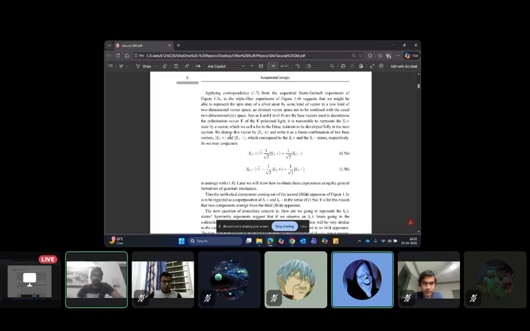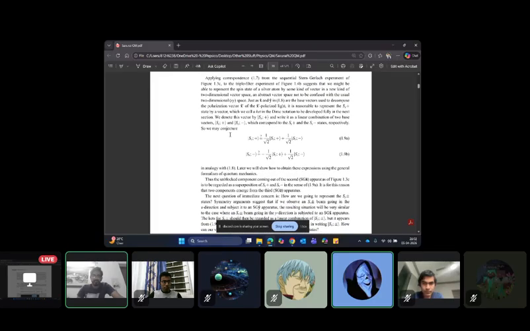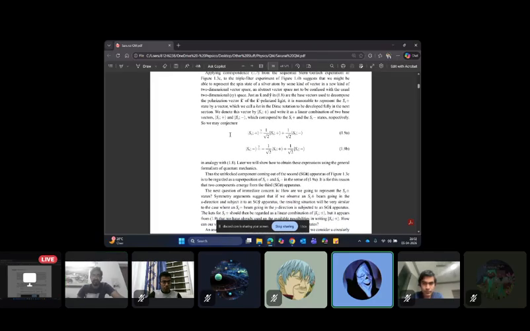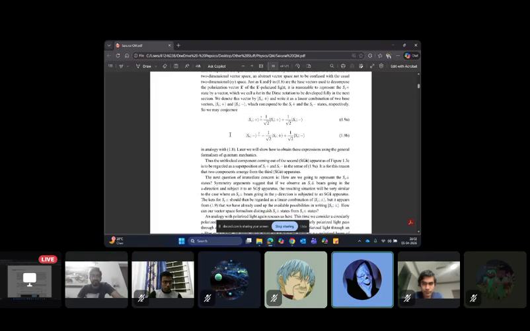These two equations will be explained in the later sections. In analogy with 1.8, later we will show how to obtain these expressions using the general formalism of quantum mechanics. Thus, the unblocked component coming out of the second x hat apparatus of figure 1.3c is to be regarded as a superposition of z plus and z minus in the sense of 1.9a. It is for this reason that the two components emerge from this third z hat apparatus.